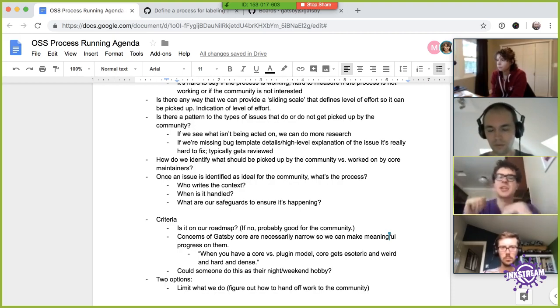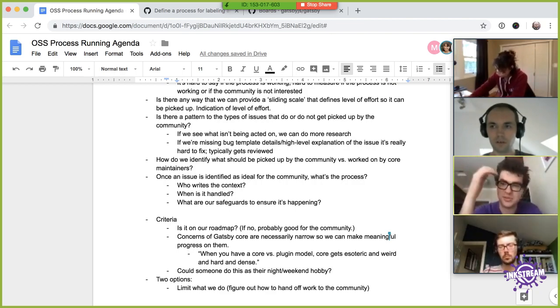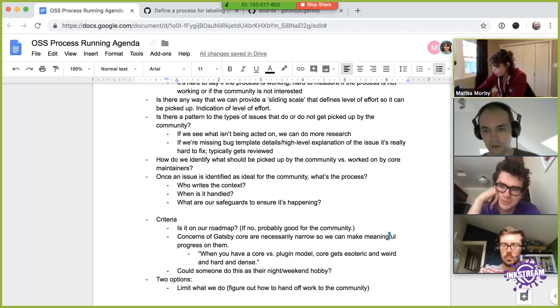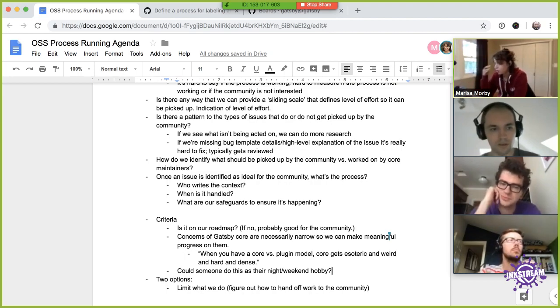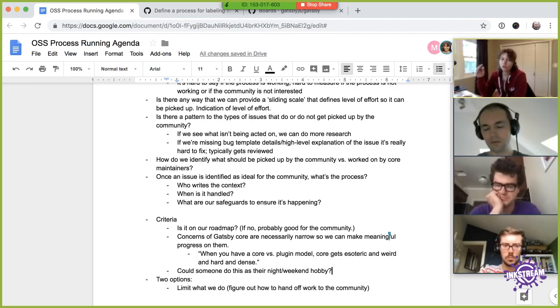And so, anyways, yeah. As Gatsby Core gets better and more complex, that threshold is actually dropping, not increasing. There are more and more things that are just beyond normal people. So Jason, is the goal still to understand the best way to identify what the small things are? Well, the ultimate goal is to get a process to get issues ready for the community.